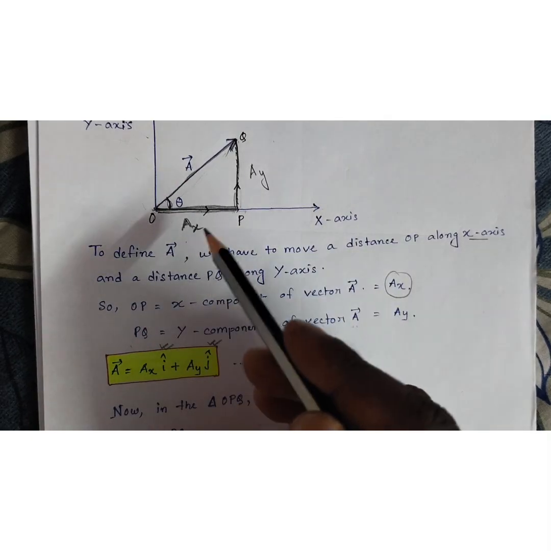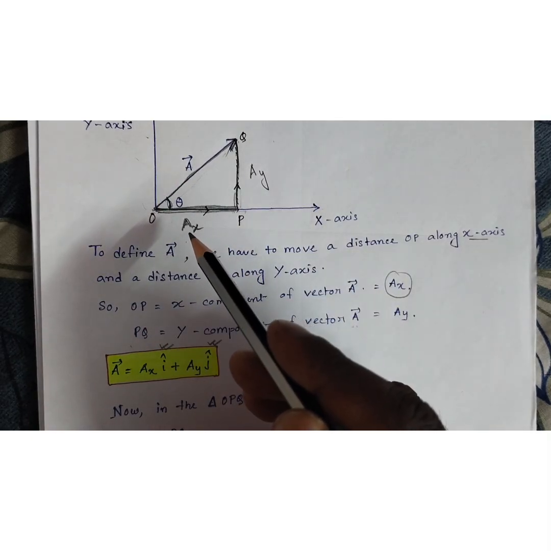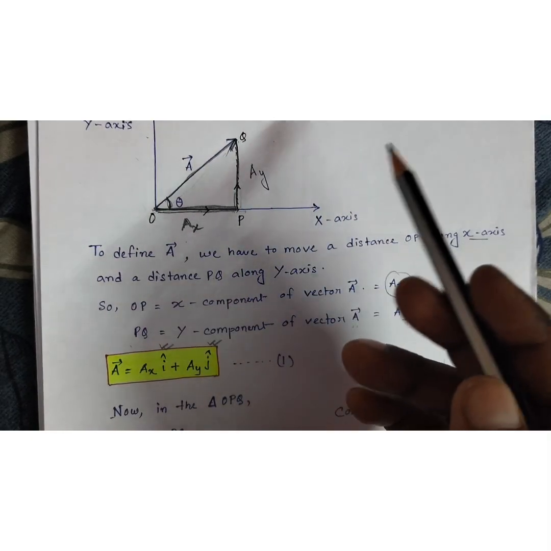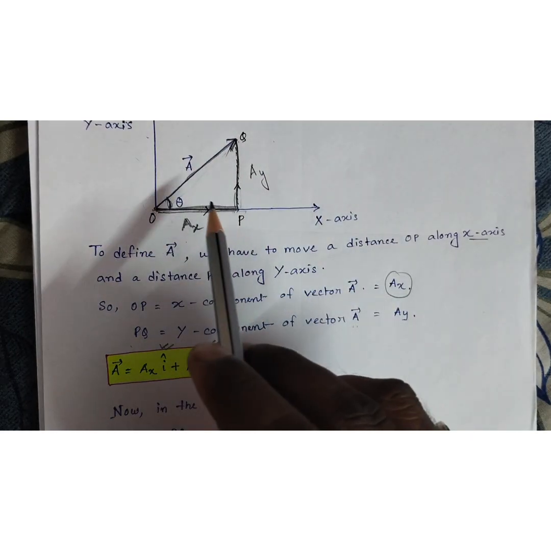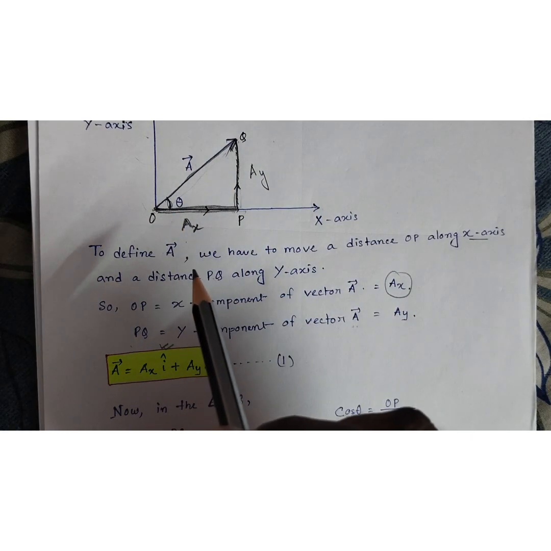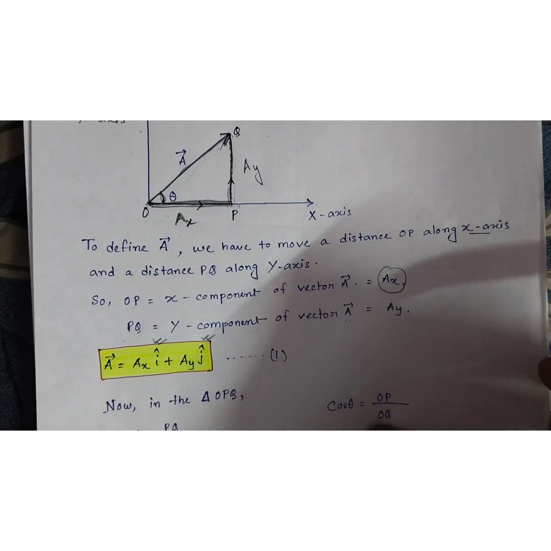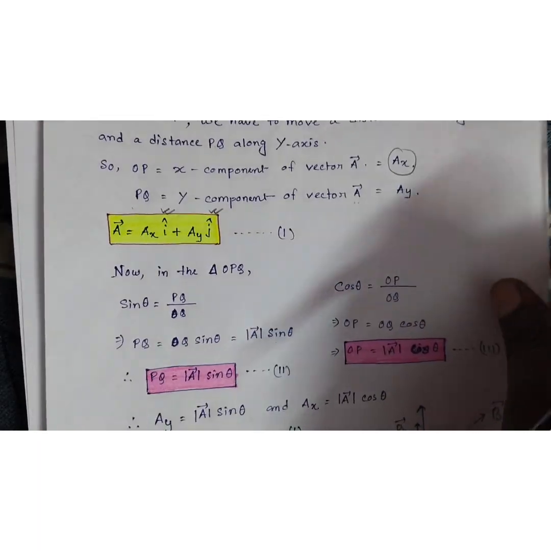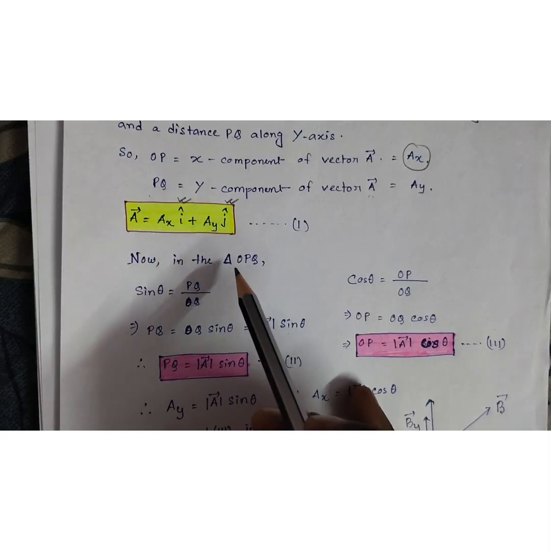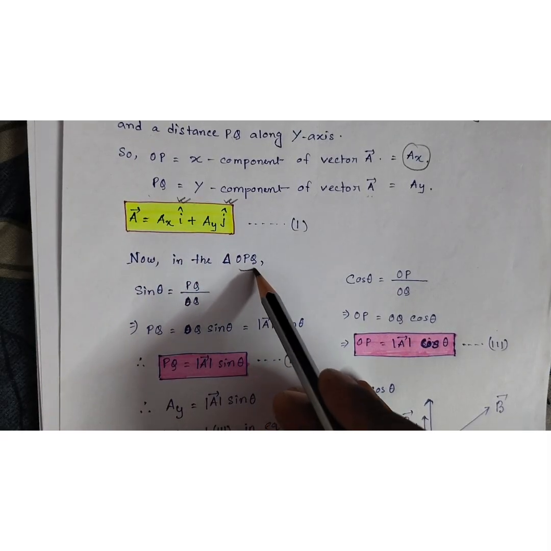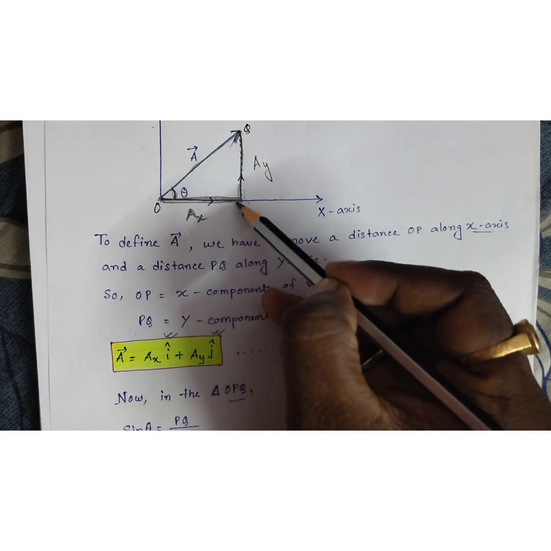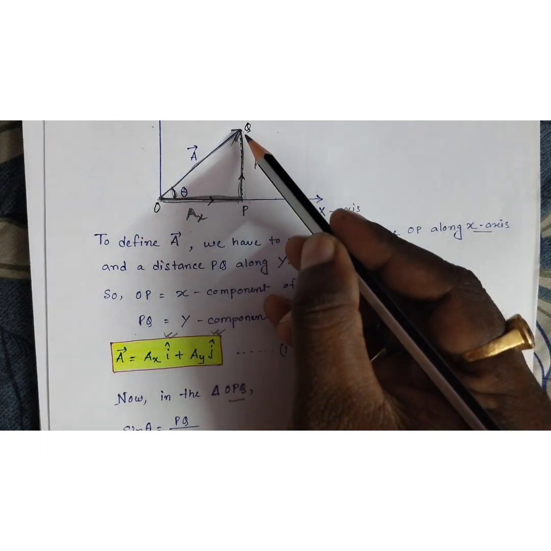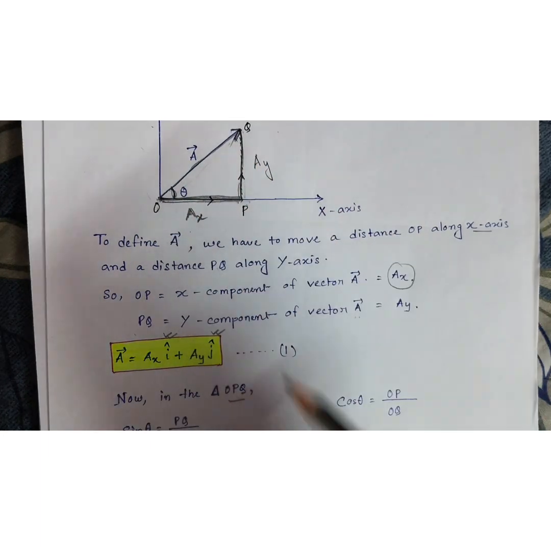Now in this right angle triangle, if we are going to discuss the trigonometric ratio in this triangle, then what will it be? See, this is actually a triangle OPQ. This is a right angle triangle OPQ.